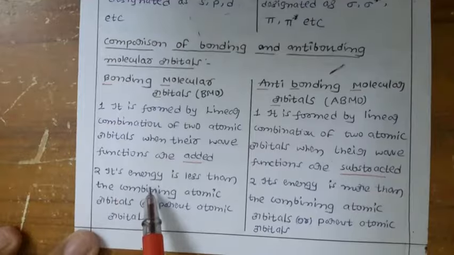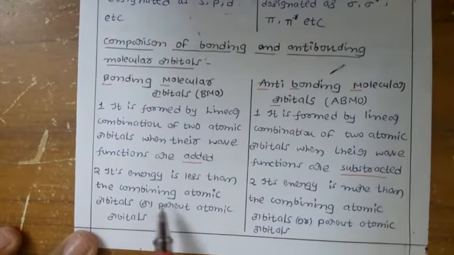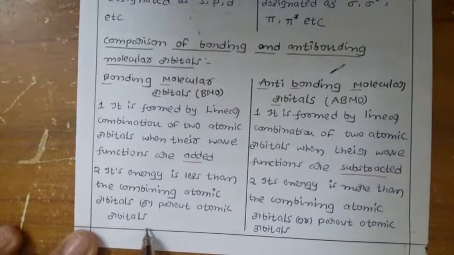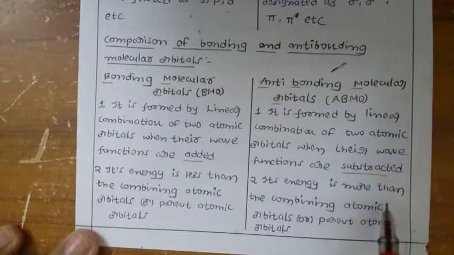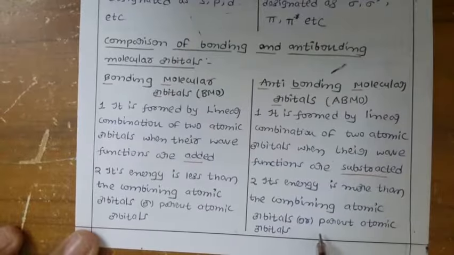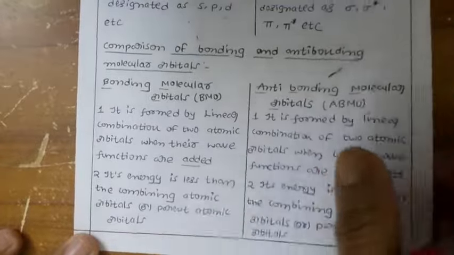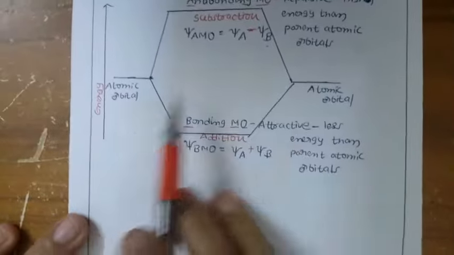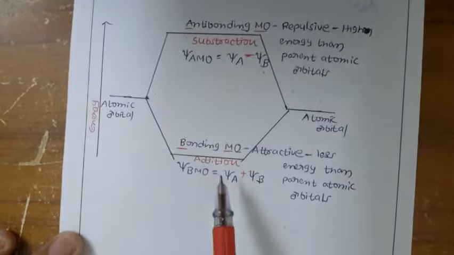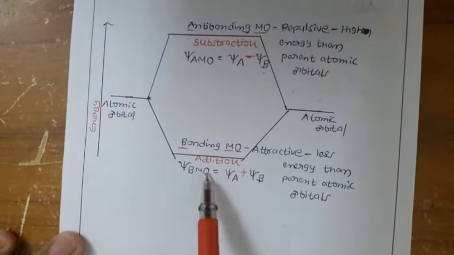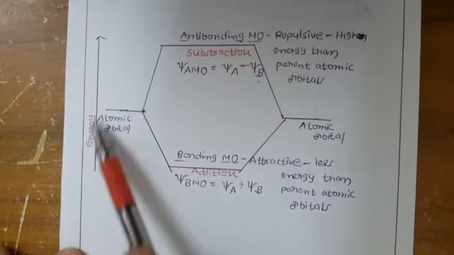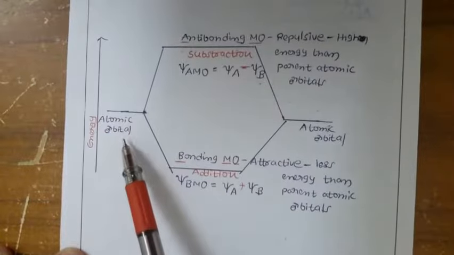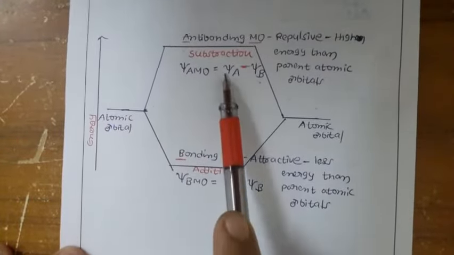Next, the energy of bonding is less than the combining atomic orbitals or parent atomic orbitals. In case of anti-bonding, the energy is more than the combining atomic orbitals or parent atomic orbitals. So for bonding we have less energy compared to the parent atomic orbitals, and for anti-bonding, compared to the parent atomic orbitals, we have more energy.